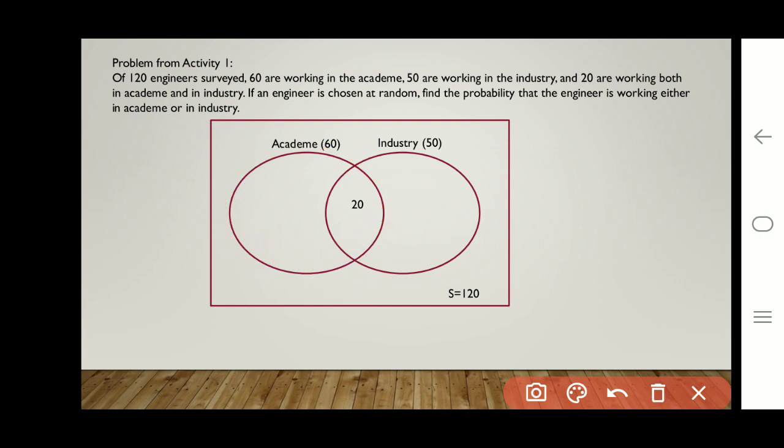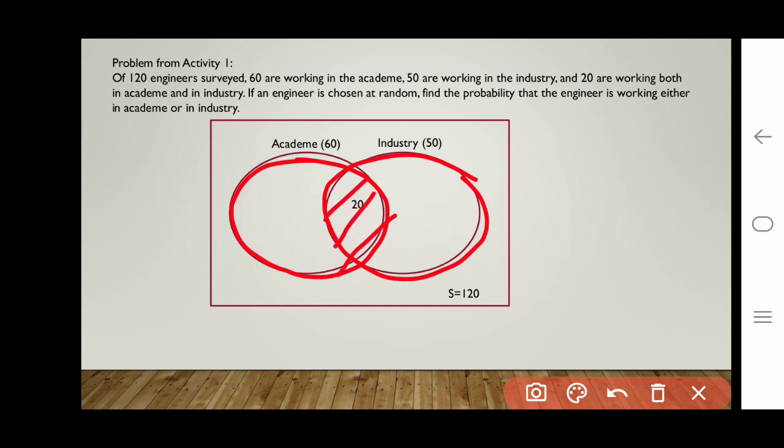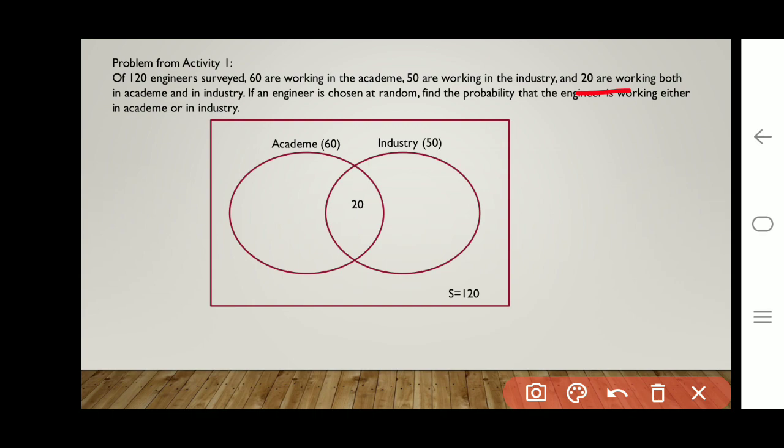So, itong first event natin, kinocompose siya nung nasa academe, and then second circle is for the industry. And then yung common sa kanila, yung nabanggit dito na 20, working both in academe and in industry. Ang total nila is 120.